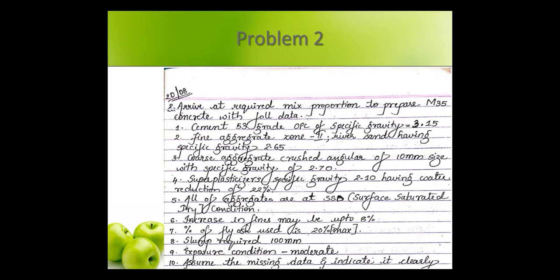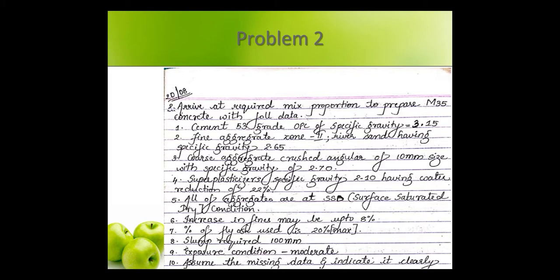Cement is 53 grade OPC of specific gravity 3.15, fine aggregate is of zone 2, river sand having specific gravity of 2.65, coarse aggregate is crushed angular of 10 mm size with specific gravity of 2.70, superplasticizer specific gravity 2.10 having water reduction of 22%. All of the aggregates are at SSD, that is surface saturated dry condition, means there is no water content in the aggregates. Increase in fines may be up to 8%.